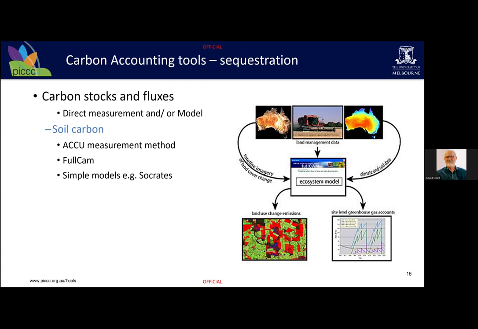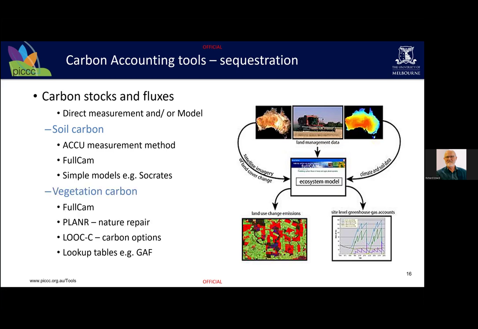There are some simplistic models like the SOCRATES model, which was produced by Peter Grace. That is just a 5-parameter, fairly simple model. So if you just want a quick look-see to say, is it material on my farm, yes or no? We provide a link at the bottom left of the page on the SOCRATES model.